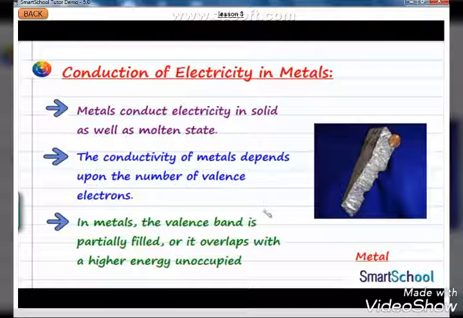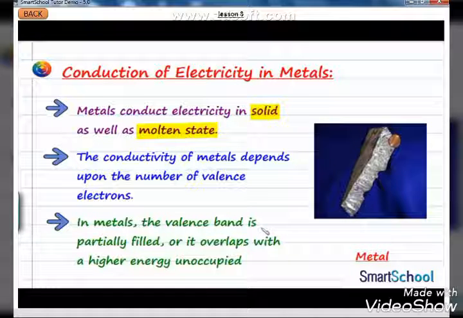Conduction of electricity in metals. So here we will see how electricity is conducted in metals. Metals conduct electricity in solid as well as in molten state. So this is an important point here, that metals conduct electricity both in solid as well as in molten state. The conductivity of metals depends upon the number of valence electrons. So the conductivity of a metal is dependent on the number of valence electrons. Higher the number of valence electrons, higher is the conductivity.